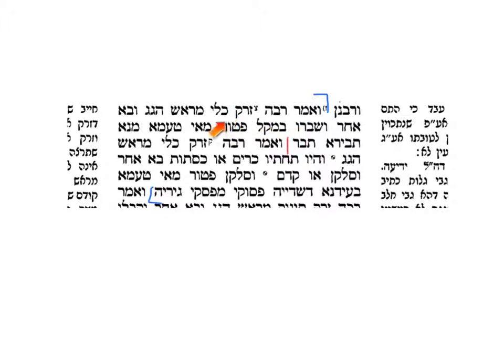V'amar Rabba zarak kli mirosh hagag, uba acher v'shivro b'makel patur. Mai tama, mara tavira tavar. V'amar Rabba, zarak kli mirosh hagag, v'hayu tachtav karim uksatot, ba'acher uslakan o kadam uslakan patur. Mai tama, ba'ina deshadya psuke mifsake gire.